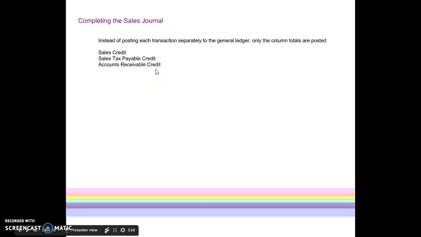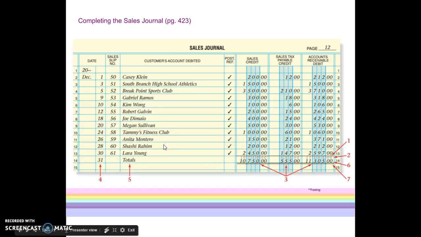The postings to the accounts receivable subsidiary ledger that we talked about on the previous slide have to be posted individually. So in this case, we would have posted all of our customers to the accounts receivable subsidiary accounts. Once we have completed that posting process, then we are on to posting our general ledger accounts, which is the sales, sales tax payable, and the accounts receivable controlling account.